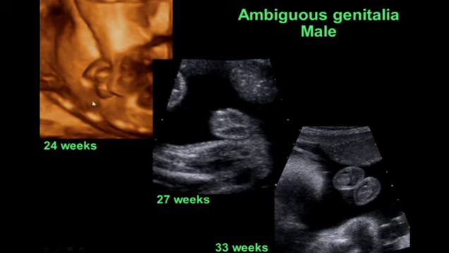At 24 weeks gestation, we diagnosed a bifid scrotum here with the penis here. At 27 weeks gestation, we saw further development of the penis, but still splitting the scrotum. And by 33 weeks gestation, we now saw that the testicles had descended into this bifid scrotum that was separated by the penis instead of fused together beneath the penis.